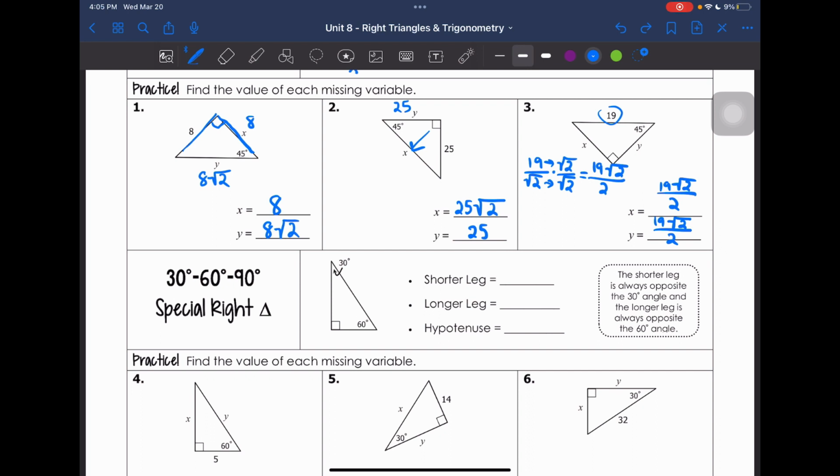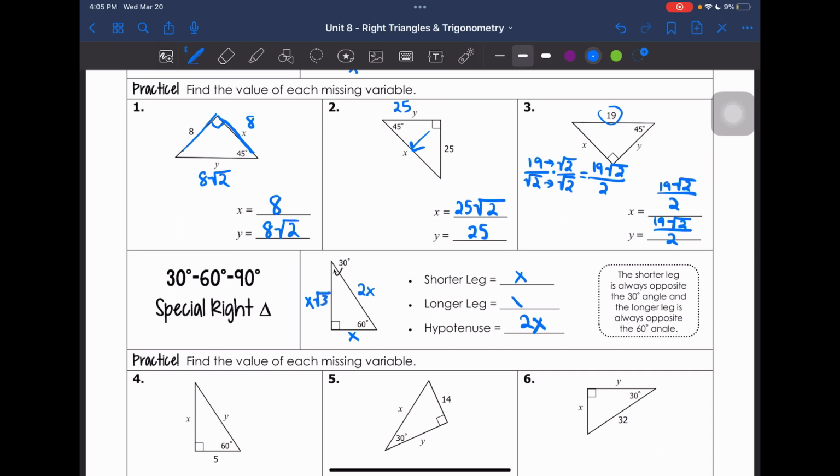So the shorter leg, that's going to be like the 1, or you can think of it as x. And then the hypotenuse is going to be like the 2, or 2x. So what that means is you take whatever your x is, whether it's like 2 or 3, and multiply it times 2, or double it. So that means your hypotenuse is always going to be double what your shorter leg is. And then the longer leg is where the root 3 comes in. So that's whatever your shorter leg is times root 3.